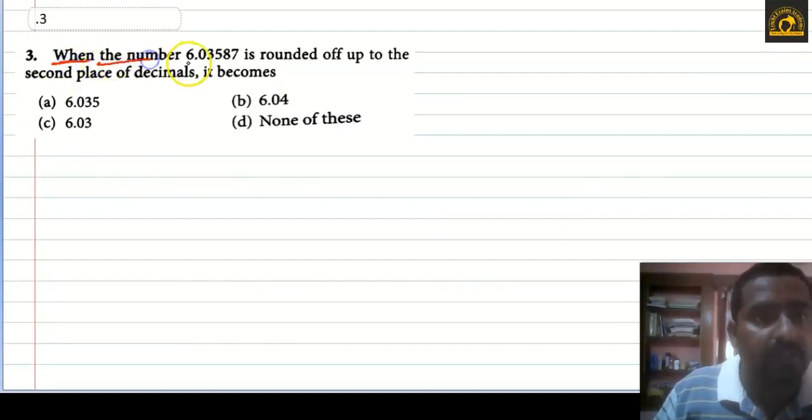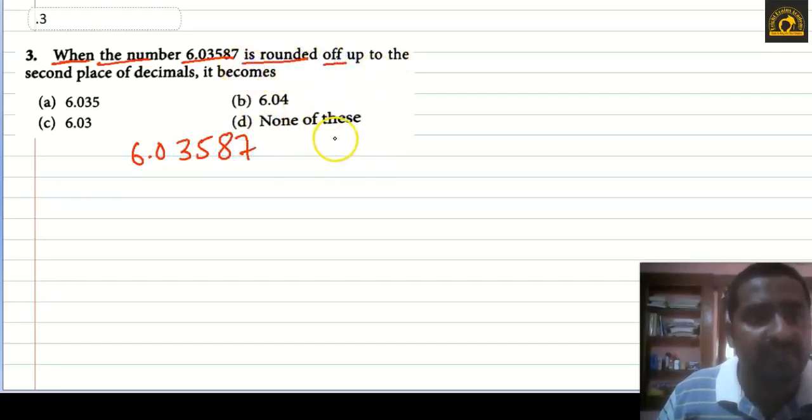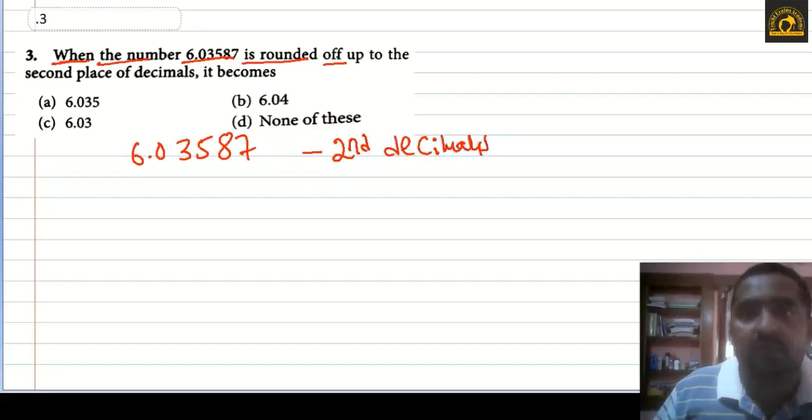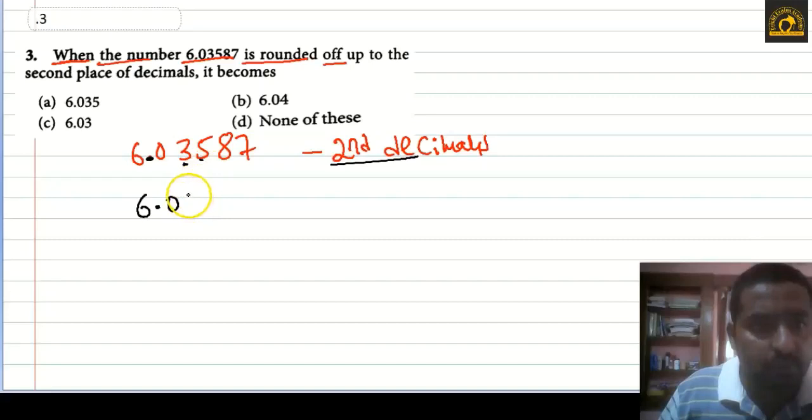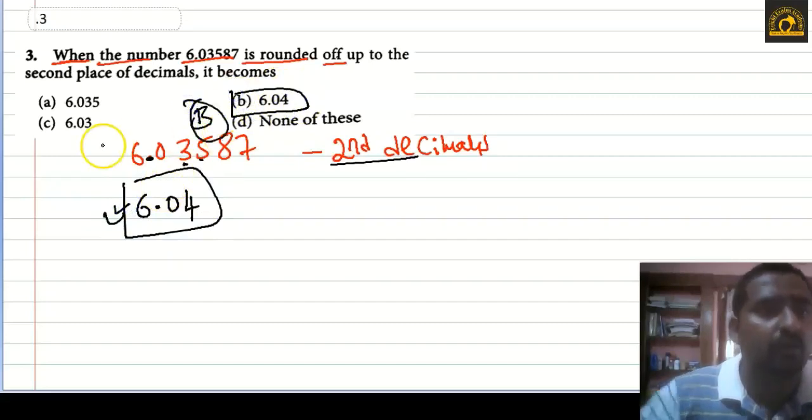When the number 6.03587 is rounded off up to the second decimal, okay, so now how to solve this one? Second decimal means this is the decimal point, this is 1, this is 2. How to round off this number? 6.0, so 3, the next digit is 5. Okay, so 5 is the digit. That means according to the rule, 3 becomes 4. So 6.04, that is option B, is the correct answer for this.